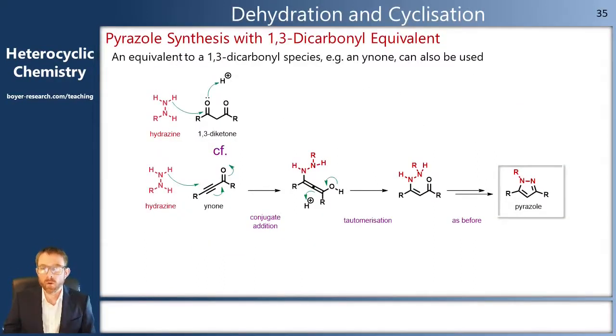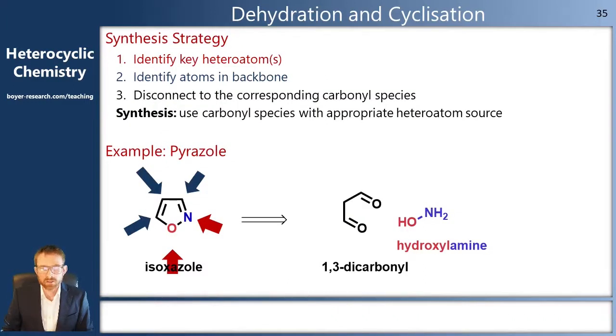In addition to 1,3-dicarbonyls, we can actually consider other molecules which have similar properties. So here, for example, instead of a 1,3-dicarbonyl, we can see that the hydrazine could do a conjugate addition to an enone. So the enone is behaving the same as our 1,3-dicarbonyl, because after that first conjugate addition, we end up with the exact same intermediate as we've seen for this process. So it's worth pointing out it's not just 1,3-dicarbonyls that can take part in this, but also 1,3-dicarbonyl equivalents, such as enones.